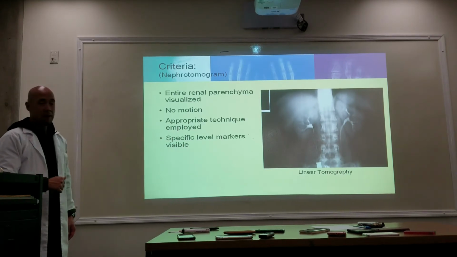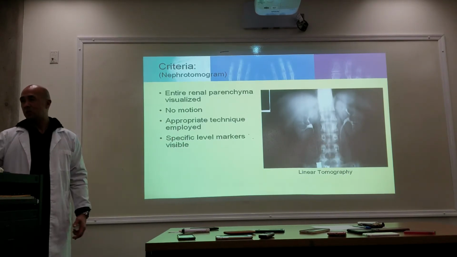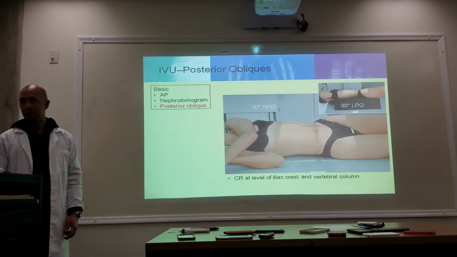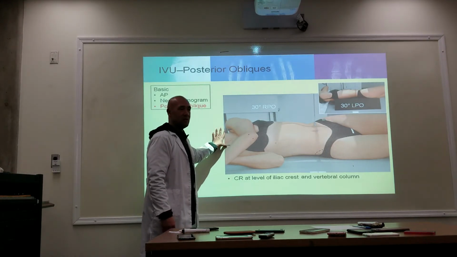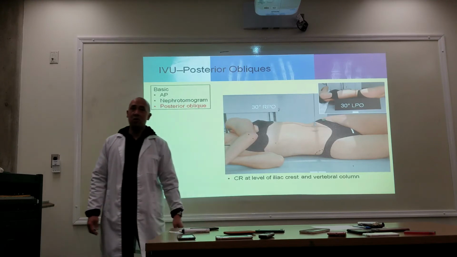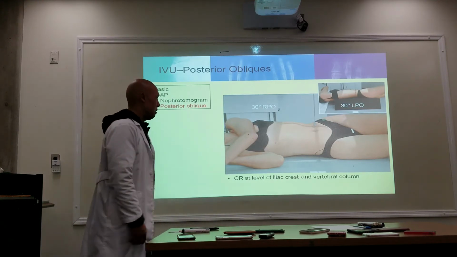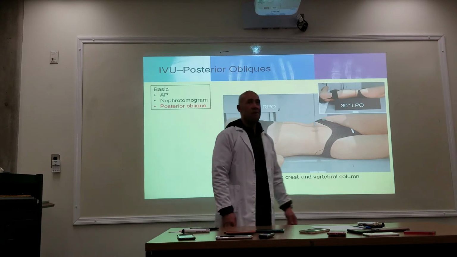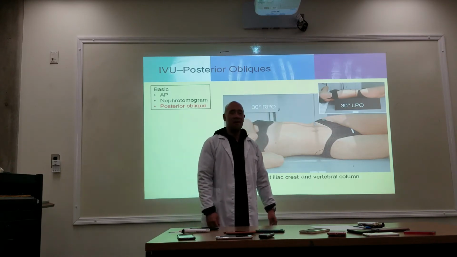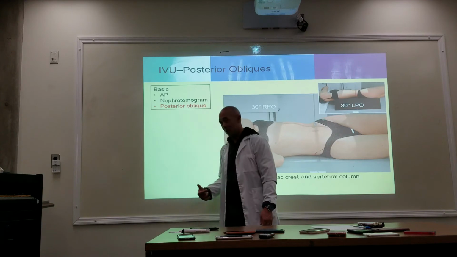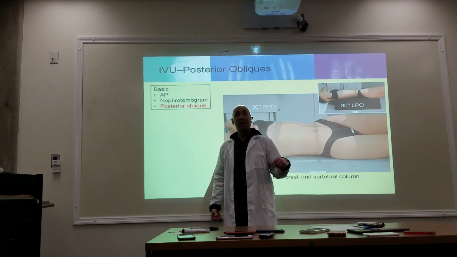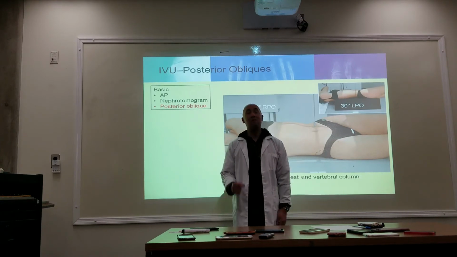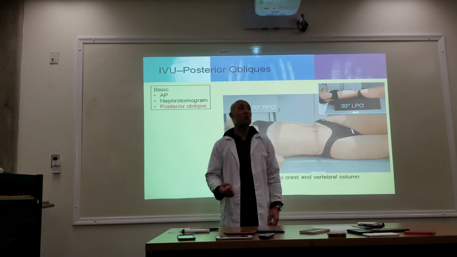Okay. All right. So as you're doing these, make sure that you are using your appropriate level markers. Here are your posterior obliques. At what time do we do this? 20 minutes. You're going to do your RPO, LPO. If you do your RPO, which kidney are we looking at? The down kidney. Right. If you're doing an RPO, we're looking at the left kidney. So RPO, you look at the left kidney, but you're looking at the right ureter.